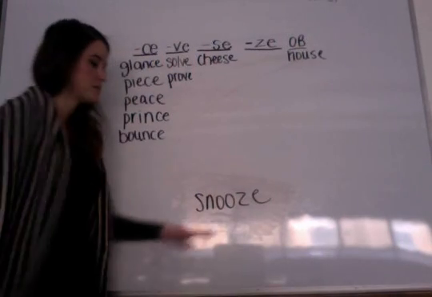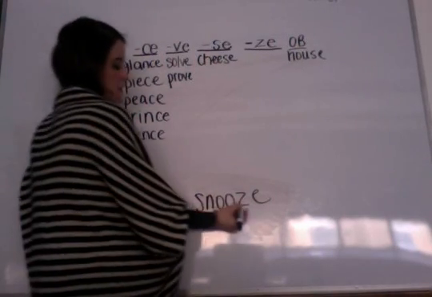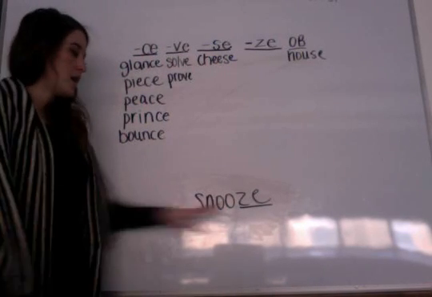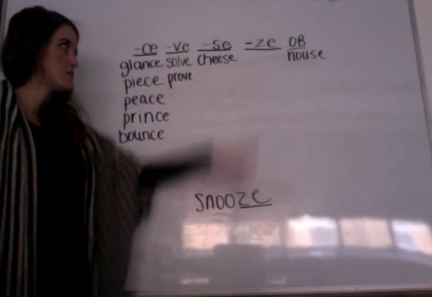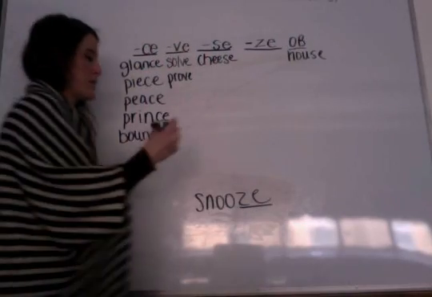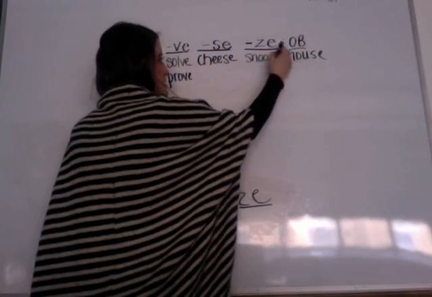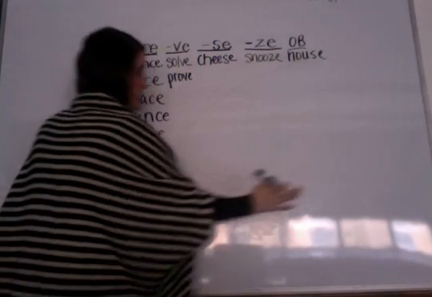Our next word is the word snooze. I hit the snooze button in the morning. I see the Z-E spelling at the end of my word. I hear the Z sound, and so snooze is going to go under column 4. Let's say and write it together. Snooze.